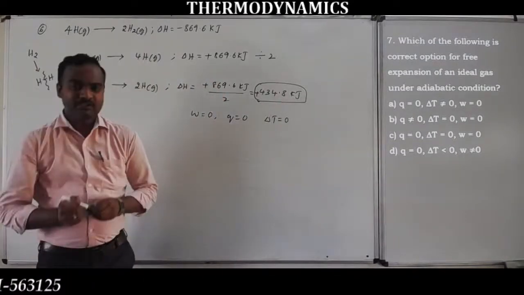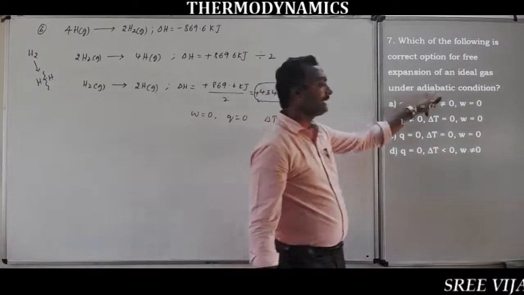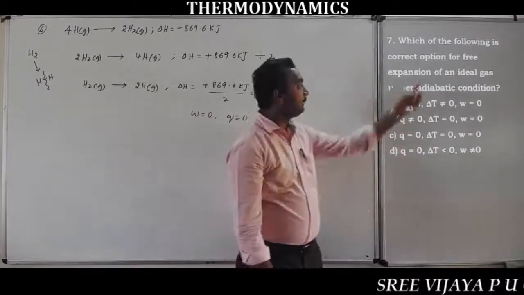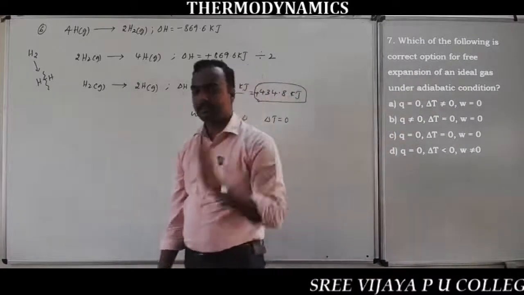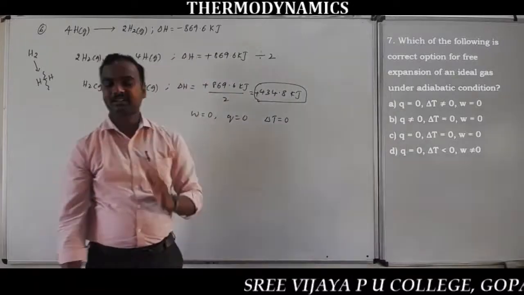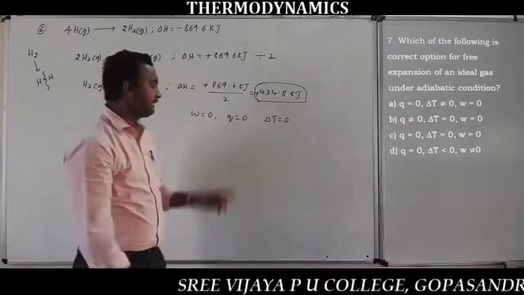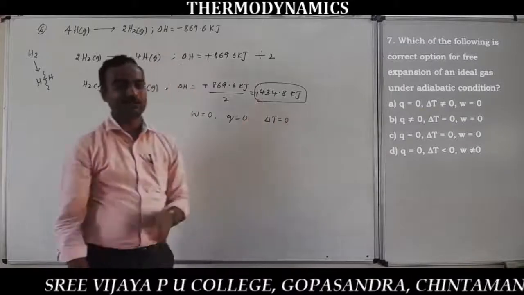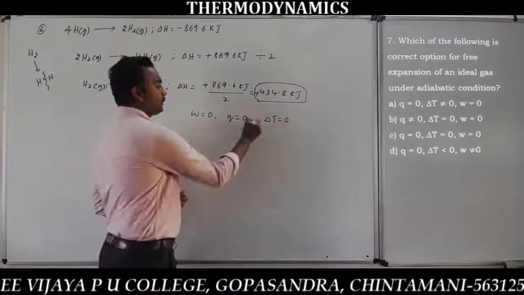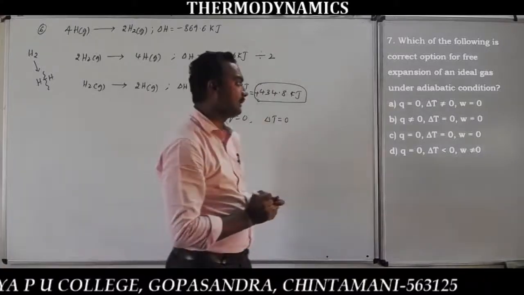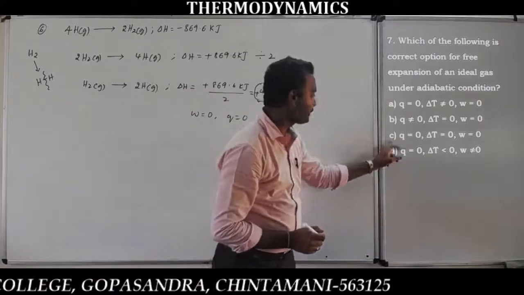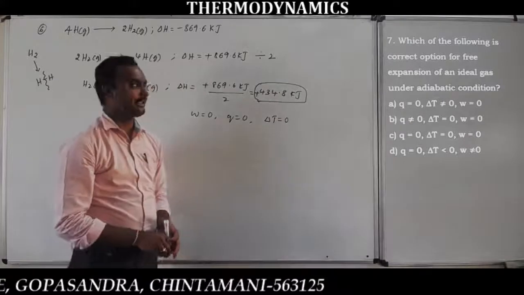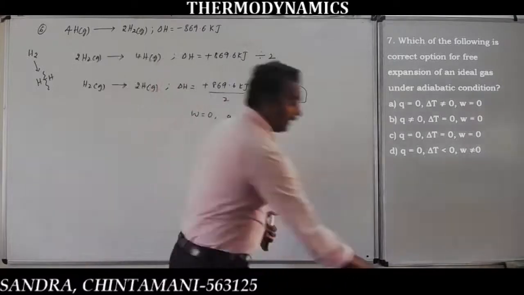So look, just by looking at the words: adiabatic condition, Q is equal to 0. Free expansion of ideal gas, that is W is equal to 0. Work done is 0, whether the process is reversible or irreversible. There is no exchange of heat, which is nothing but no change in temperature. Delta T is 0. So that is W 0, Q 0 and delta T is 0. So that is the condition. Option C is the correct answer for question number 7.